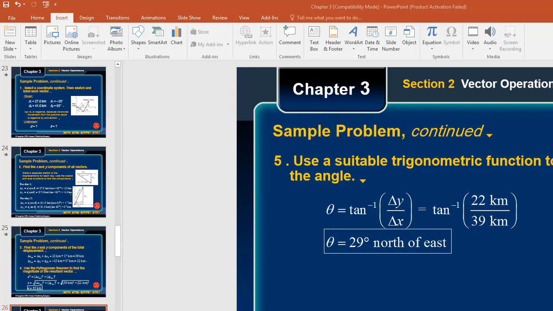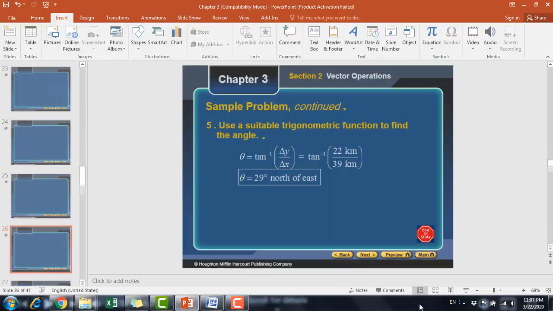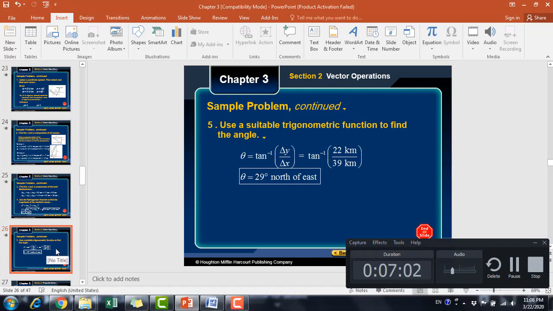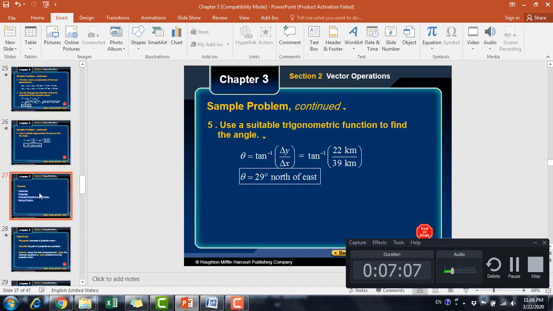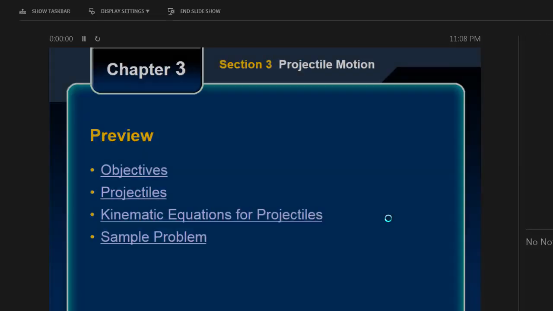Okay, now we will deal with another problem, but before dealing with that, let me go to a new lesson. So we have a new lesson now. Once we are done with this example, we will talk about a new lesson. That new lesson for today is going to be projectile motion.